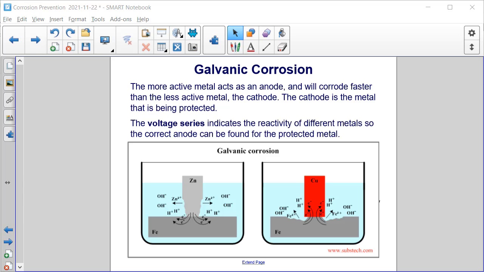The more active metal acts as an anode and will corrode faster than the less active metal, the cathode. The cathode is the metal that is being protected. The voltage series indicates the reactivity of different metals, so the correct anode can be found for the protected metal. So just based on that, we can see in this case that in the case of the comparison of these two metals, the zinc is more active and is therefore protecting the iron. In the case of these two metals, the iron is more active and is therefore protecting the copper.